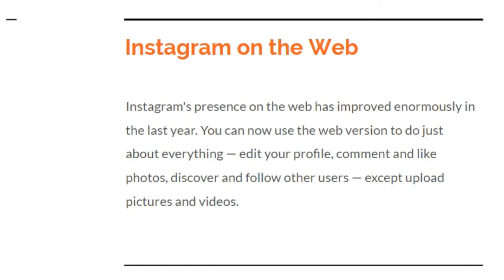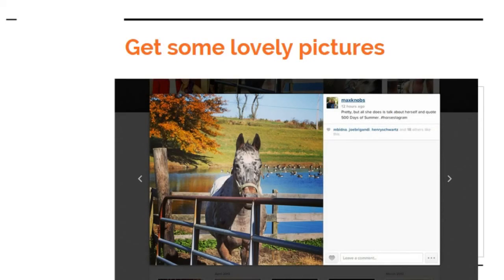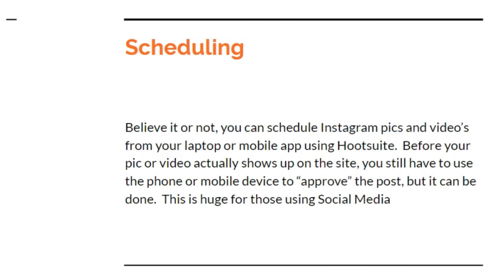Instagram's presence on the web has improved enormously in the past year. You can now use the web version to do just about everything, such as edit your profile, which I talked about in the first class. You can comment, and you can like photos, discover and follow other users, but you cannot upload pictures and videos. You can get some really nice pictures, let's say here from Facebook, and get those off of your phone and put them on Instagram.